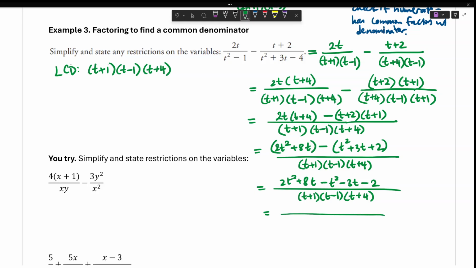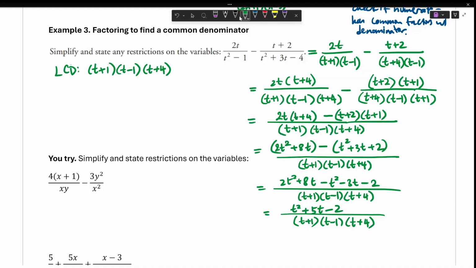Okay, finally, collect your like terms. You have t squared plus 5t minus 2. You can check that's not factorable, so we don't have to worry about that. And there's our final answer.